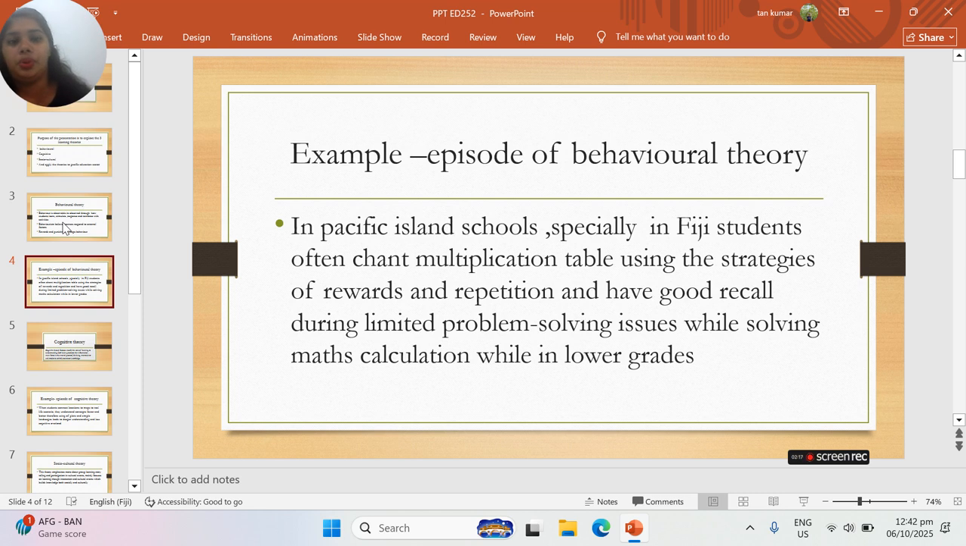Multiplication tables using strategies of rewards and repetition give good recall, though with limited problem solving, while solving maths calculations in lower grades.